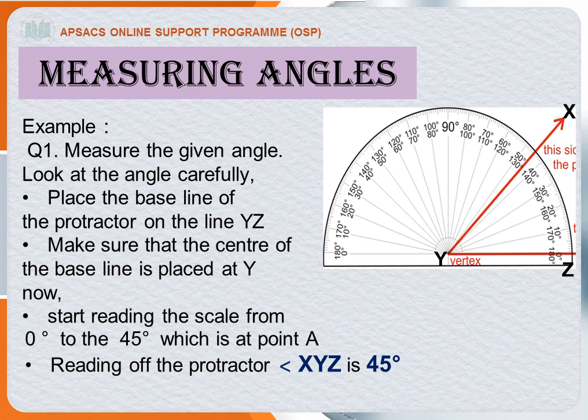Look, angle XYZ is equal to 45 degrees. Clear? Now this is an acute angle, because it is less than 90 and more than 0 degrees, so that is an acute angle.